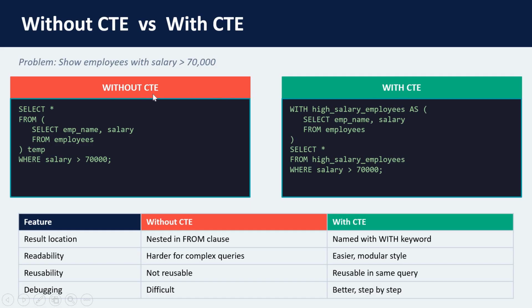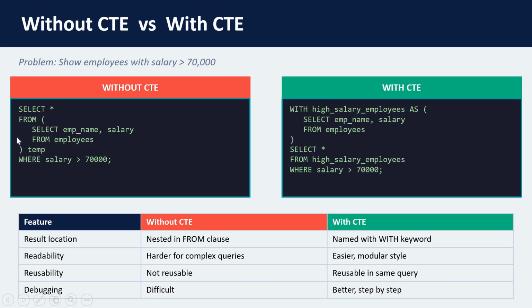Without CTE, we definitely have to go with the subquery. So how to write the subquery? We write SELECT * FROM. After FROM, what do we write? Table name, right? So here instead of a table name, we are writing a subquery. Here we are writing SELECT employee_name, salary FROM employee AS temp, right?